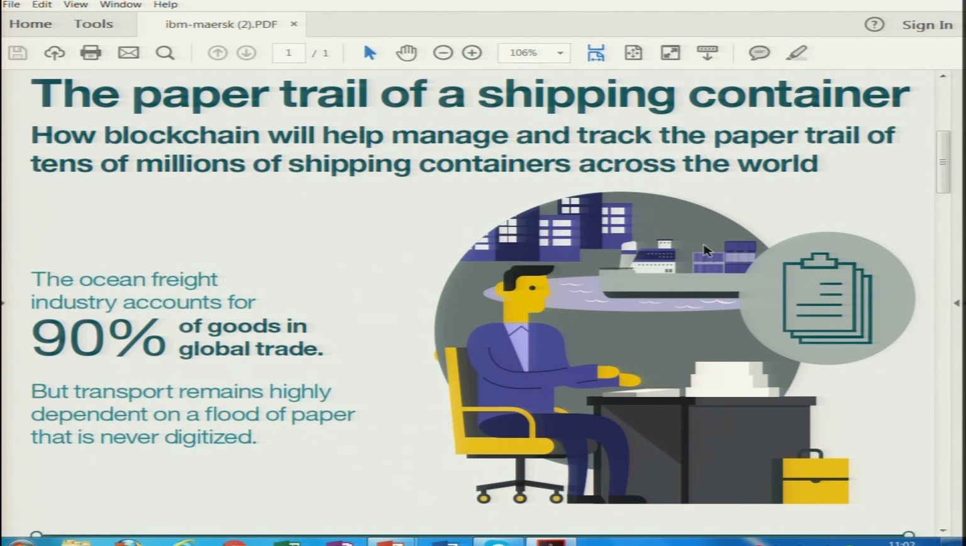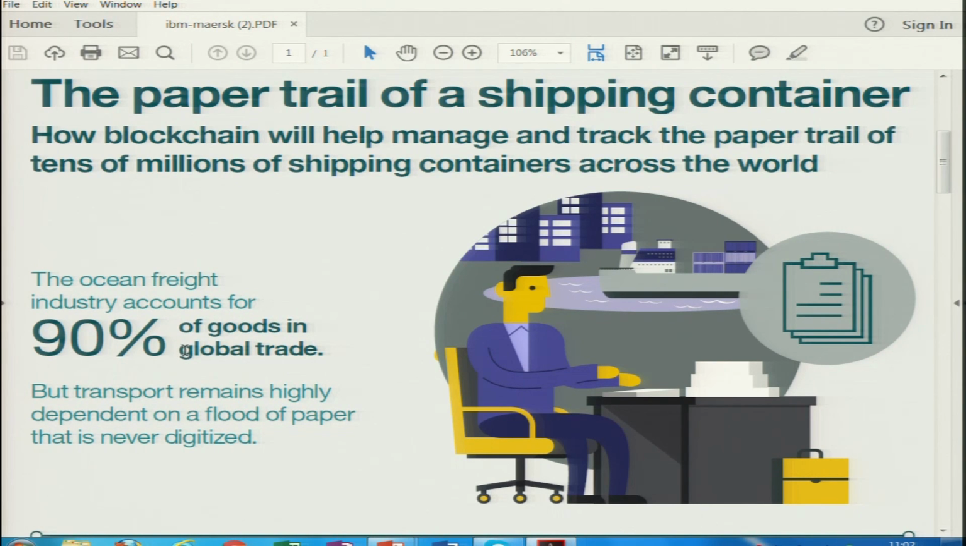Fact number 1, ocean freight industry accounts for 90% of goods in global trade. So, a small amount of goods are shipped by road and a smaller percentage across the world in international trade, and a smaller percentage is by air. It is ships, ocean shipping is the one which predominantly carries the bulk of the transportation in the world.